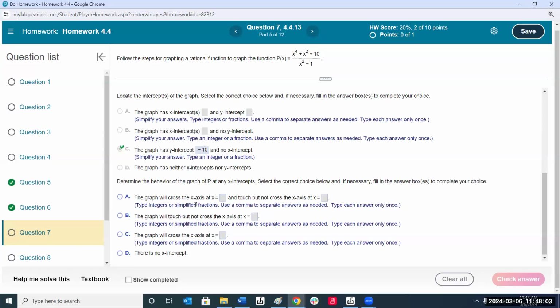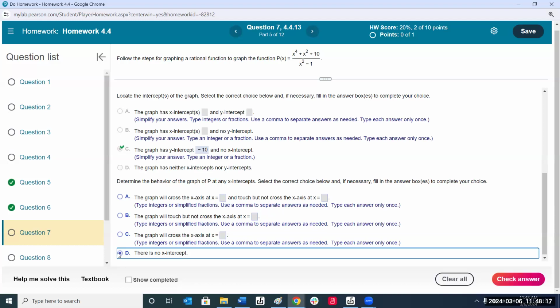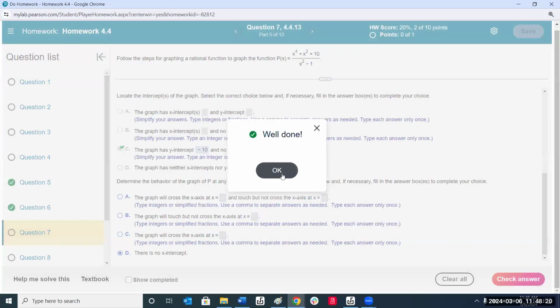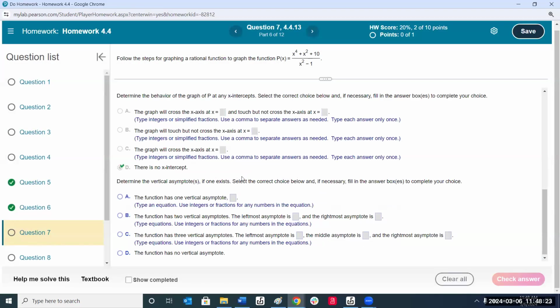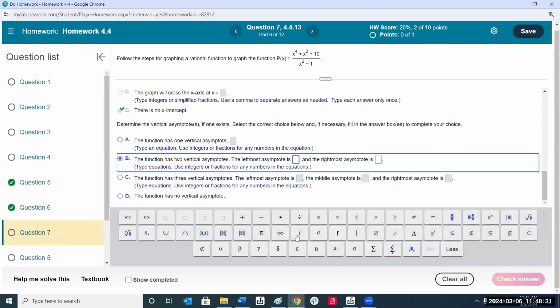Determine the behavior of the graph. It's not going to touch or cross the x-axis. There are no x-intercepts. The vertical asymptote: we have two vertical asymptotes, x equals -1 and x equals 1.